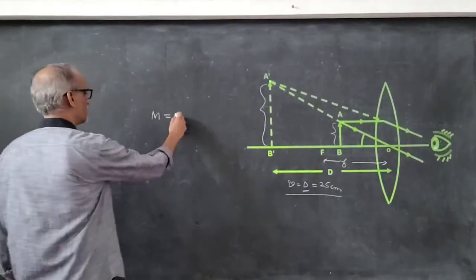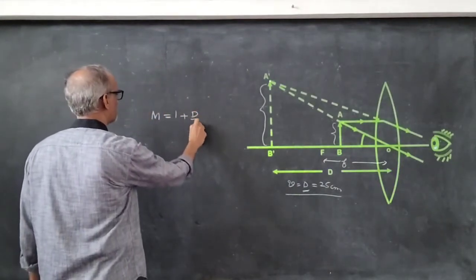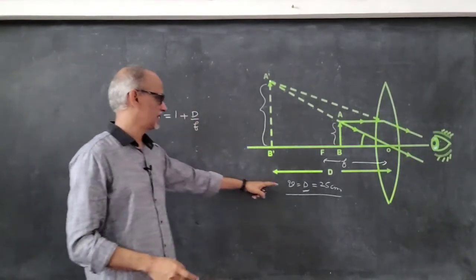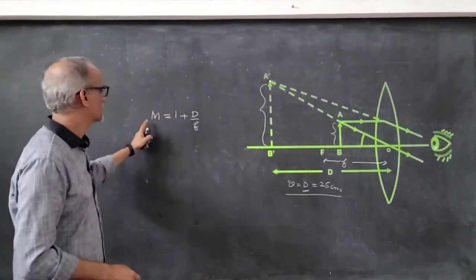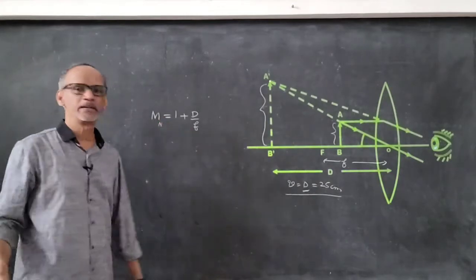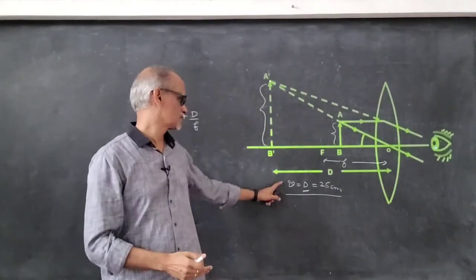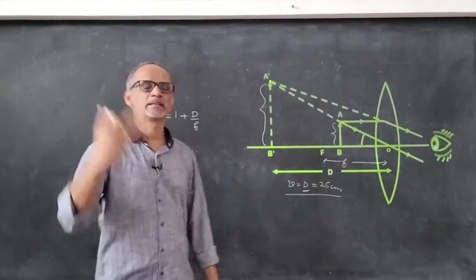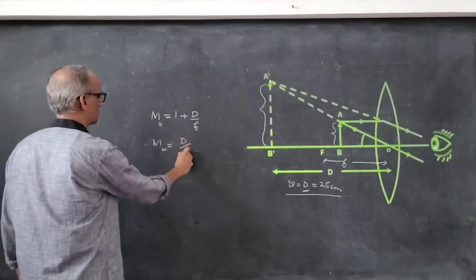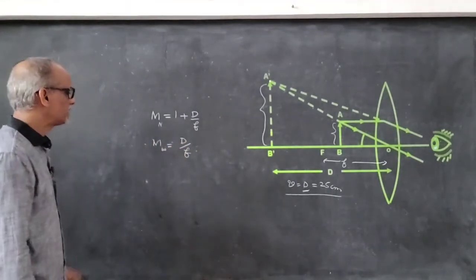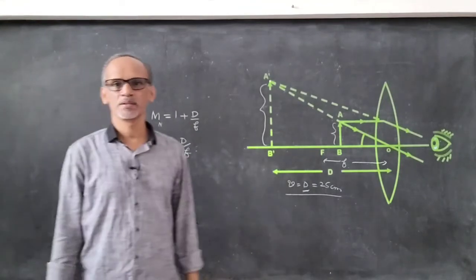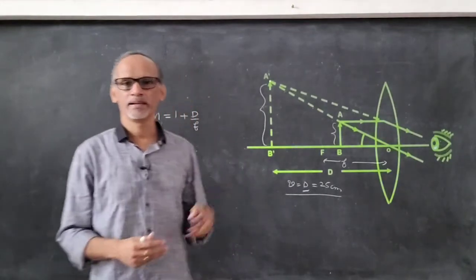So which is given by the equation 1 plus d by f, where f is the focal length of the lens and d is the least distance of distinct vision, and m is the magnifying power of the lens when the image is formed at what we call the near point. Near point is this 25 centimeter. You can form the image even at the far point. Far point means infinity, where the magnifying power is given by d by f only. So here it's 1 plus d by f, here it is d by f. So this is the magnifying power of a simple microscope.